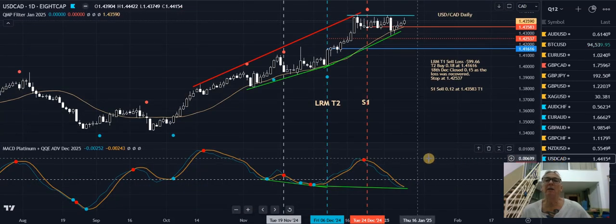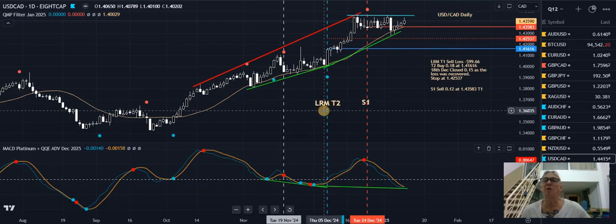USD CAD going nowhere fast. Got a trade 2, and I think it's just a loss recovery.